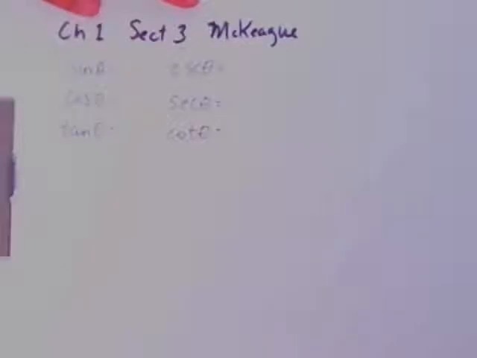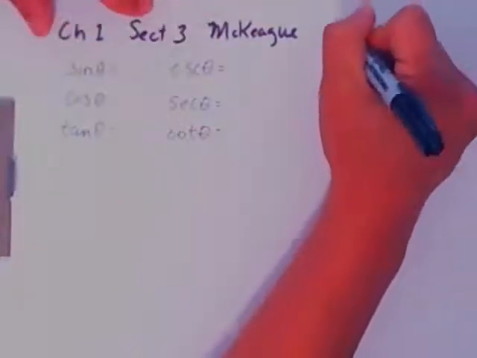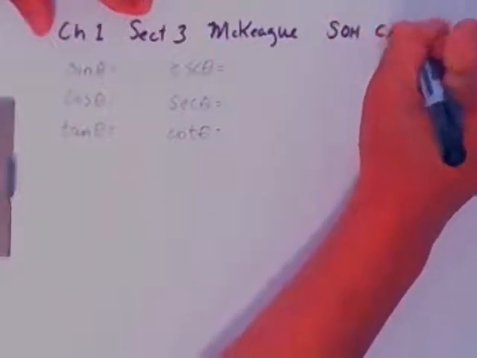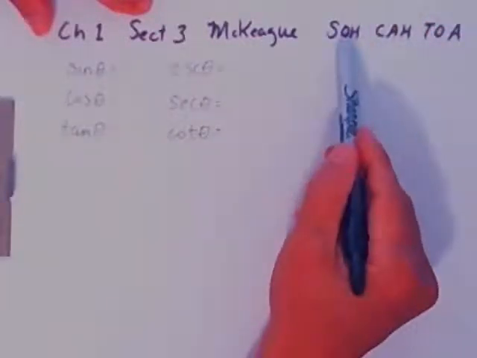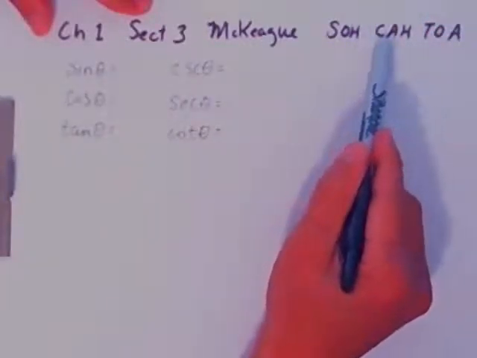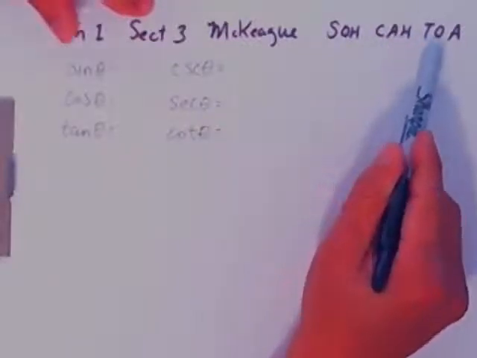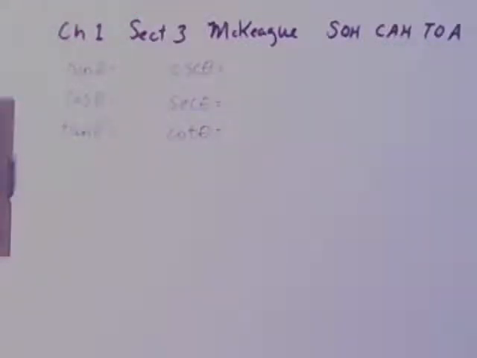The first thing we're going to do before we start is go over the definition of sine, cosine, tangent. Everybody should know what that is. So, SOH CAH TOA. Sine of the angle is the opposite over the hypotenuse. Cosine is the ratio of the adjacent side to the hypotenuse. Tangent of the angle is equal to the opposite side, or the ratio of the opposite side to the adjacent side.